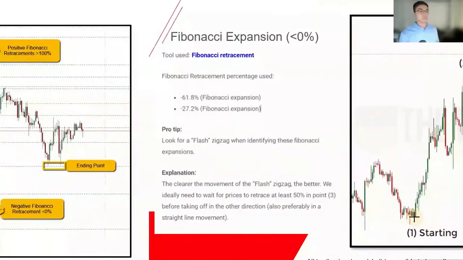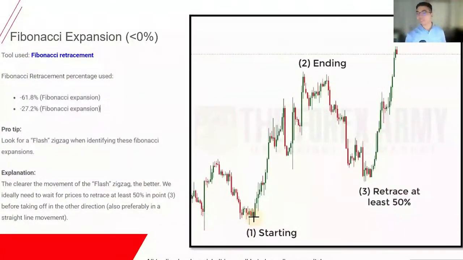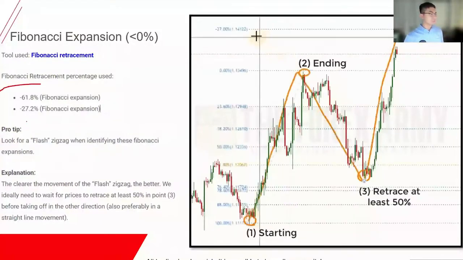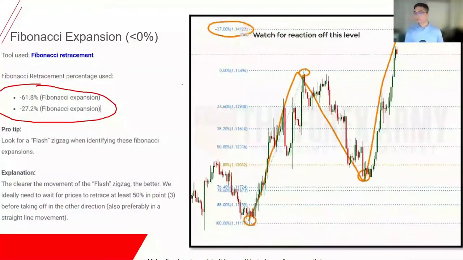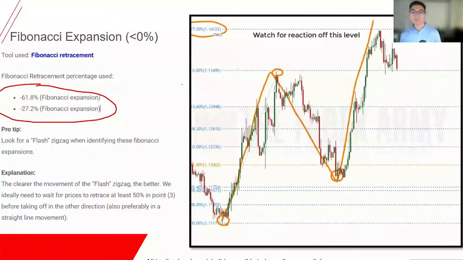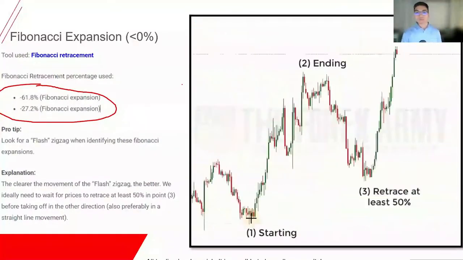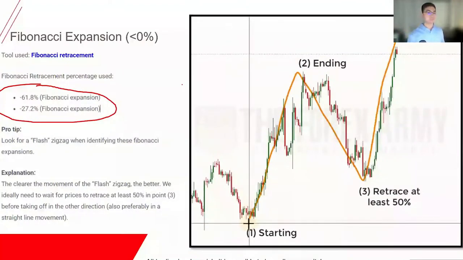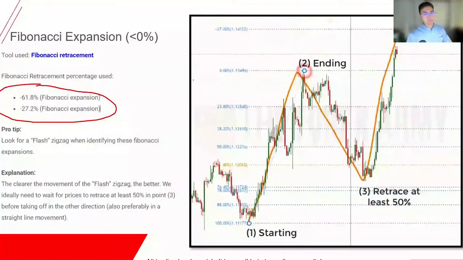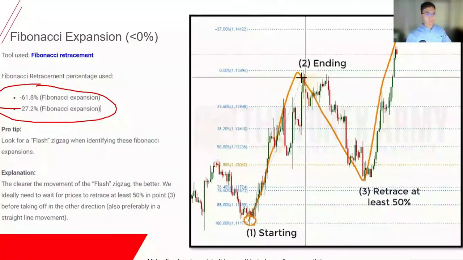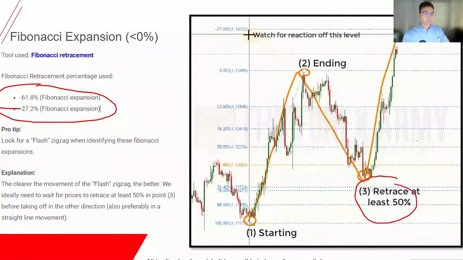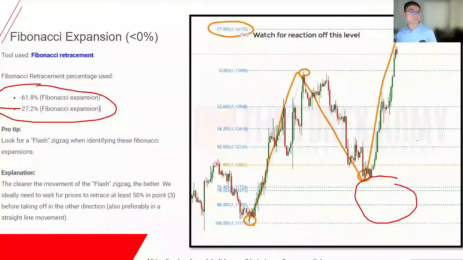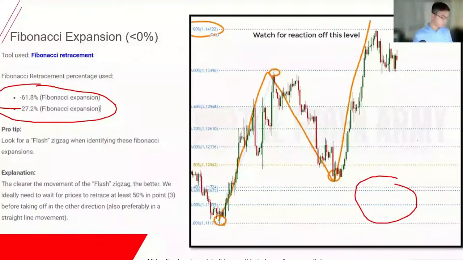Okay, today we'll just be focusing on the negative Fibonacci expansion. Using the Fibonacci retracement tool, we make use of the negative levels, namely the negative 61.8% and negative 27.2% Fibonacci levels. When using the tool, look out for the flash, zigzag or lightning symbol. Ideally, price should retrace at least 50% in point 3, as shown in the video right here, before reversing off. So take a look. Draw from starting to ending, retrace at least 50%. Before you notice, price actually rejected off the negative 27.2% Fibonacci line.